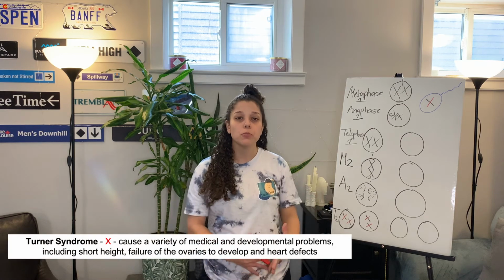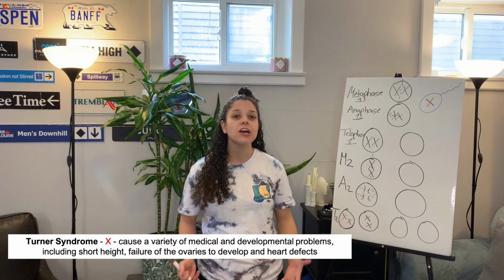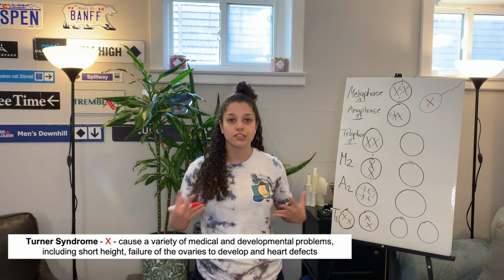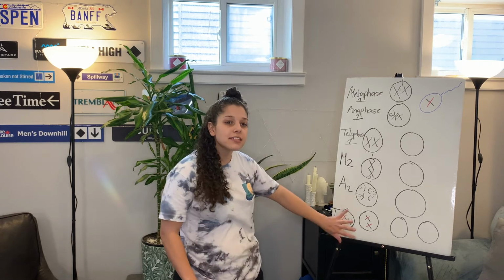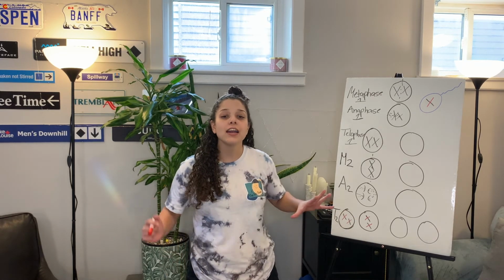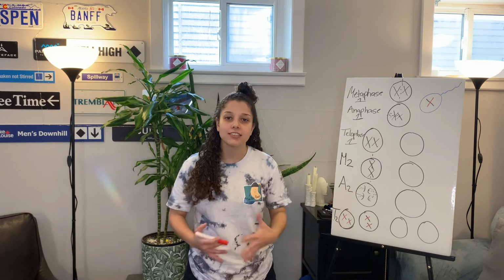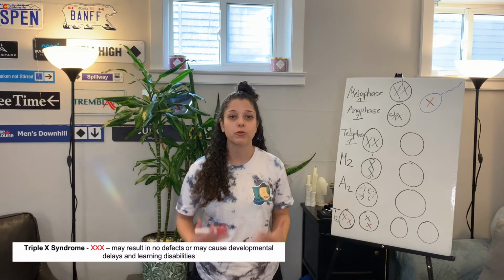So when someone only has a single X chromosome and no other sex chromosome, that is going to be called Turner syndrome. So what happens if this sperm containing our X meets these cells that have two sets of X chromosomes? Well, then that is going to cause triple X syndrome. So they're going to have 3 copies of an X, and that's called triple X syndrome.